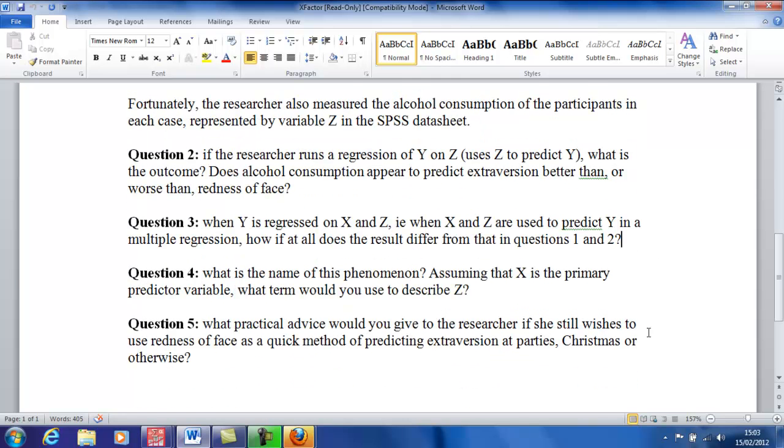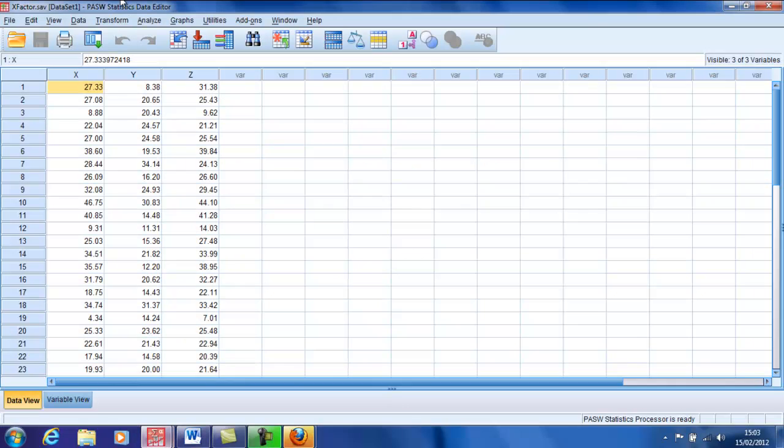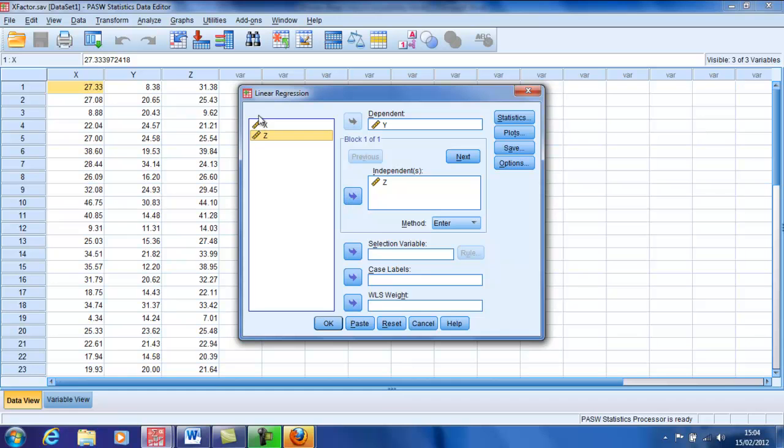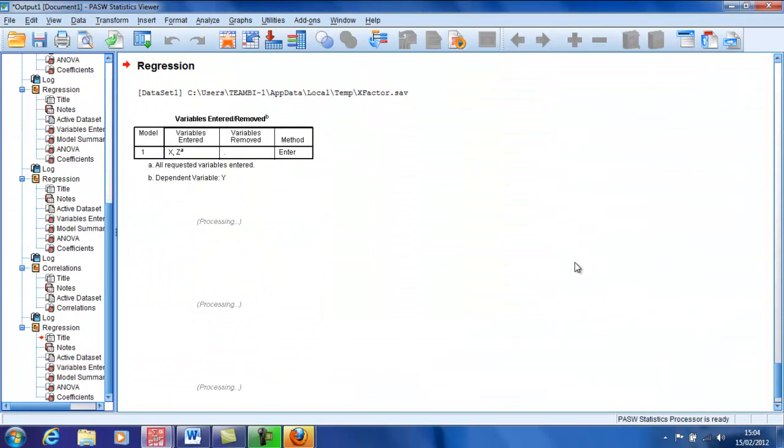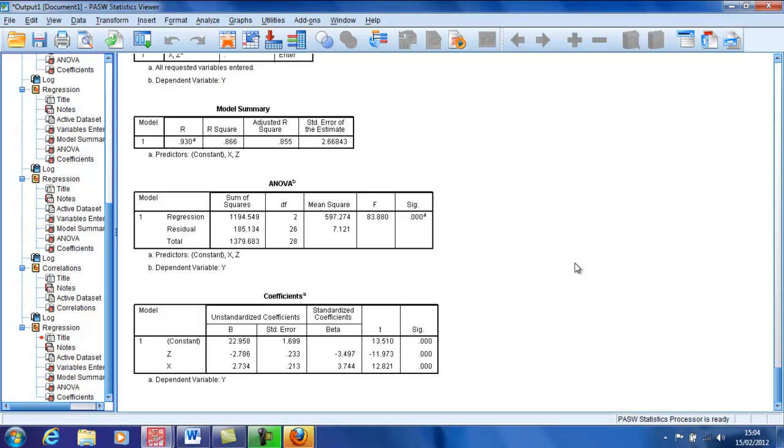Now, question three raises the question of what happens if we put both of the predictors in. Now remember that X was a rather weak predictor of Y. Z had absolutely no value at all in predicting Y. When X is used to predict Y, there's about 9% of the variance in Y accounted for by X. And Z has absolutely no variance at all in common with Y. So what happens now when we put them both in is, if you're not familiar with this phenomenon, pretty astonishing. Adjusted R square goes up to something like 85 or 86%.